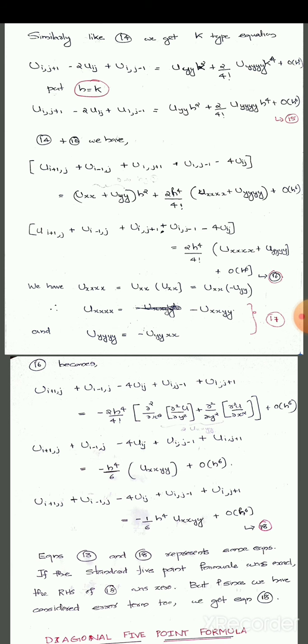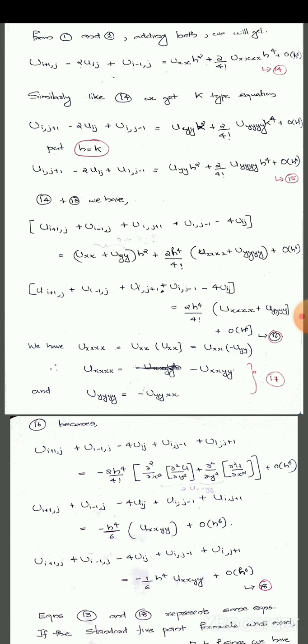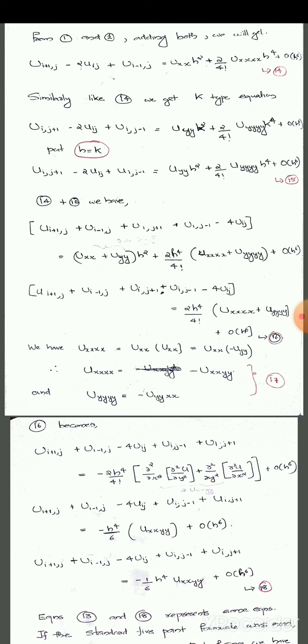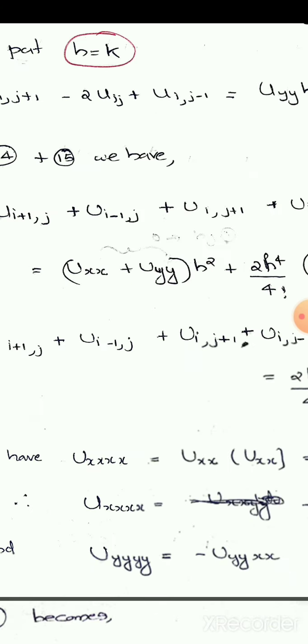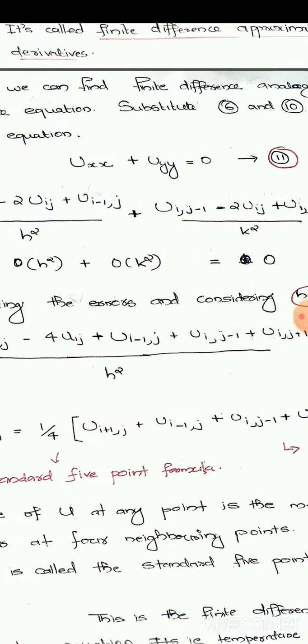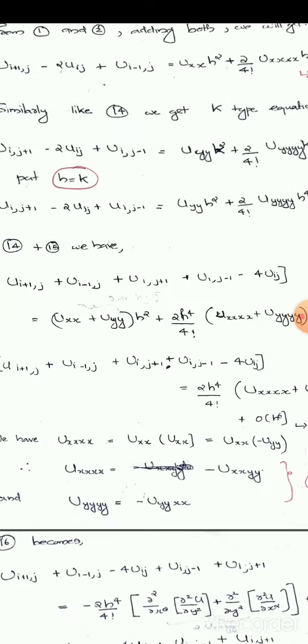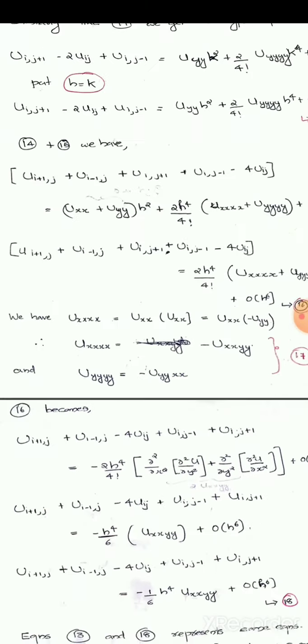We get equation number 15. Equation number 14 and equation number 15 are added. Then, as you know, uxx plus uyy is 0 because it is the Laplace equation. We take it as equation number 11, uxx plus uyy is equal to 0. So adding equation number 14 and equation number 15, this term becomes 0, and we get the solution as above.